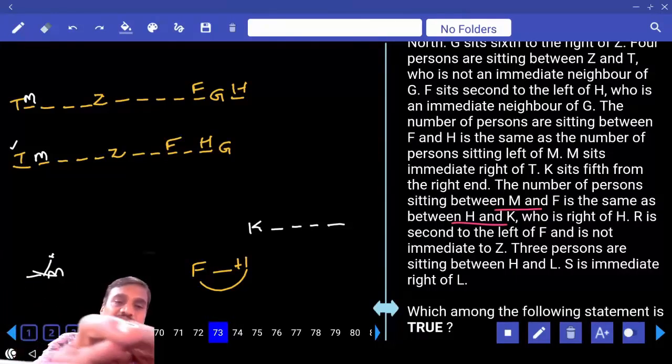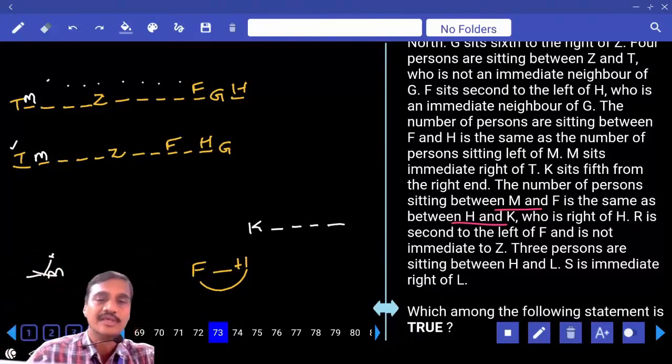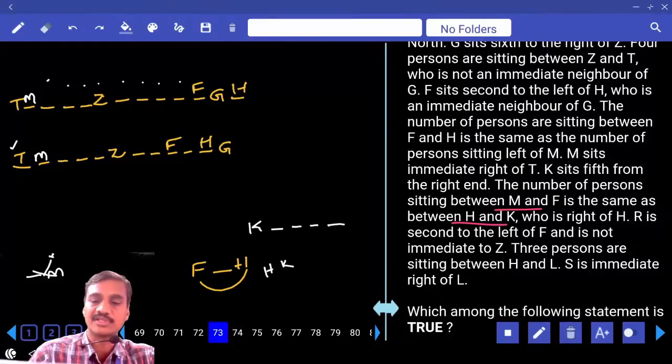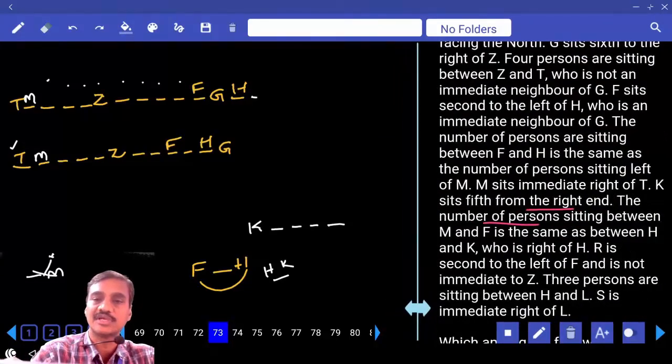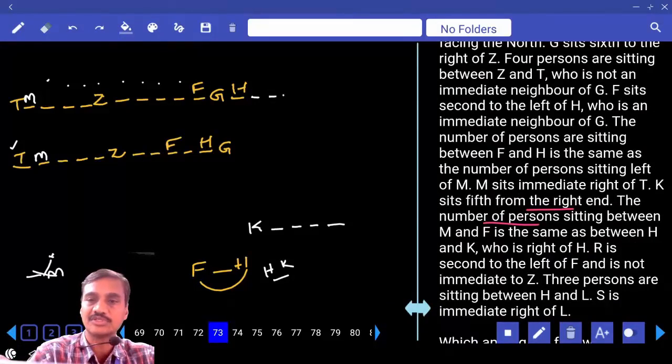Now M and F, look here. In the first case, 1, 2, 3, 4, 5, 6, 7, 8. 8 persons between M and F, hence we need to have 8 persons between H and K. Right? 8 persons between H and K, and K is to the right of H. As K is to the right of H, how many persons are there in between H and K? 8 persons. 1, 2, 3, 4, 5, 6, 7, 8.